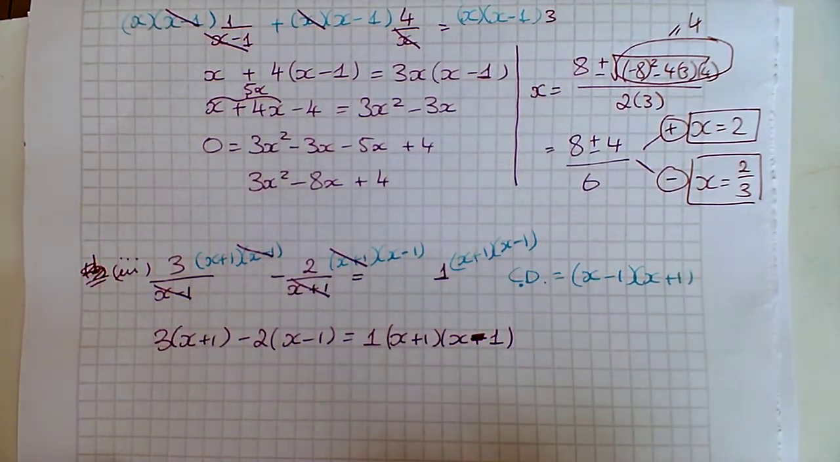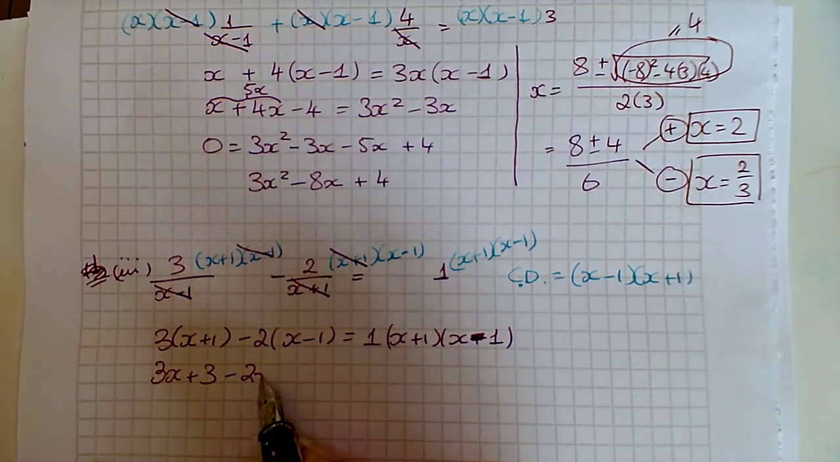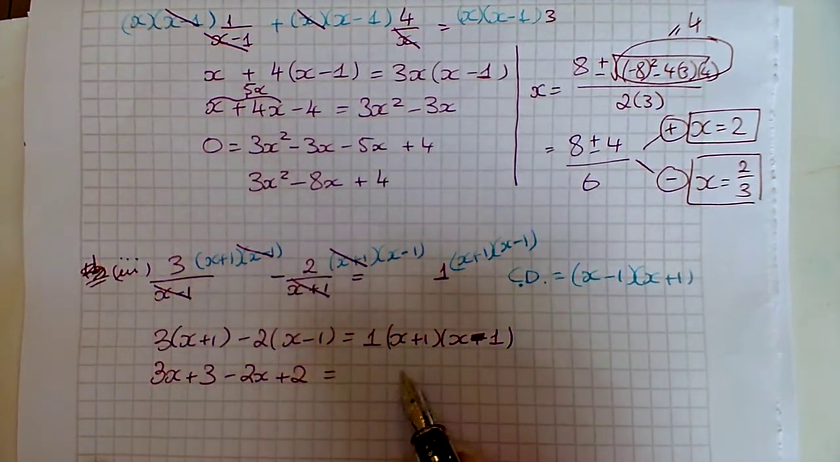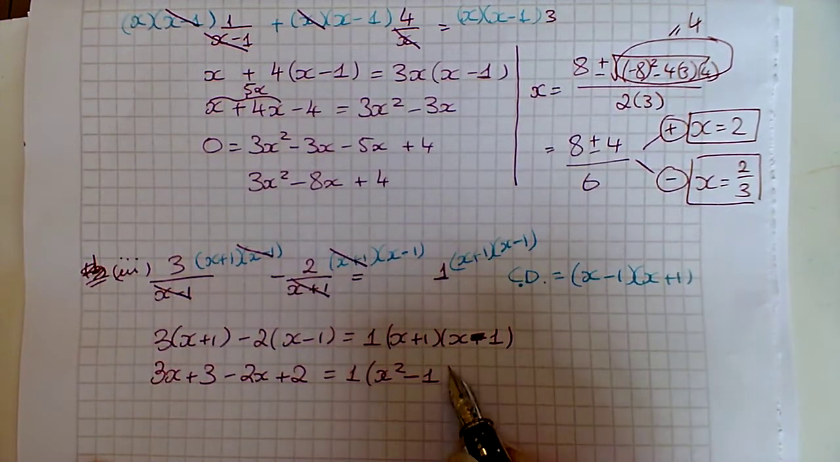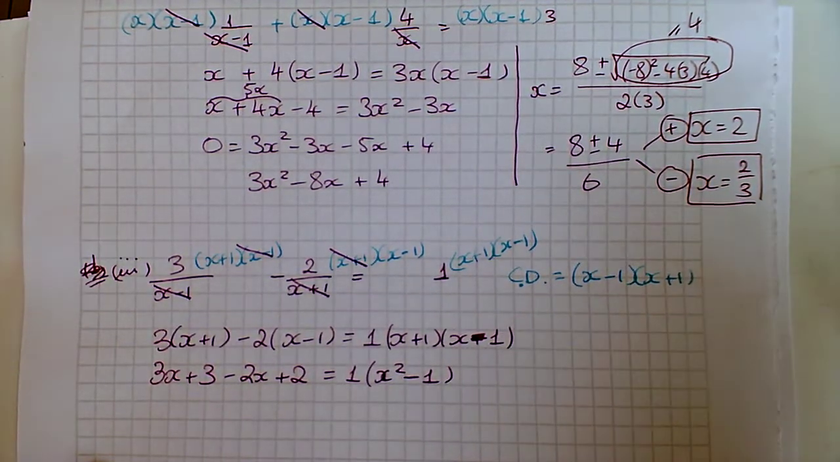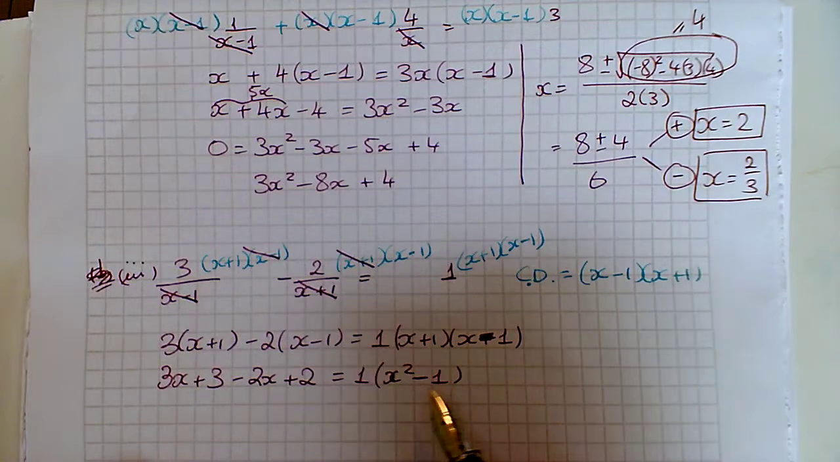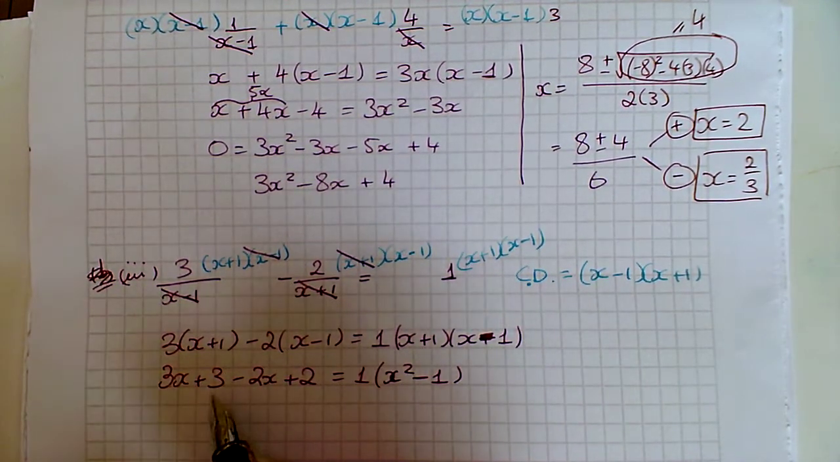Multiply out the brackets. 3x plus 3 minus 2x plus 2, careful of your signs, equals 1 by, that's the difference of two squares, x squared minus 1. You can do it the long way if you want to. 1 multiplied by anything makes no difference anyway. So we'll bring everything to one side and we'll bring it over here. But let's put our like terms together.